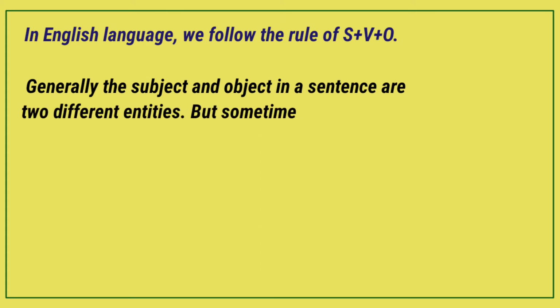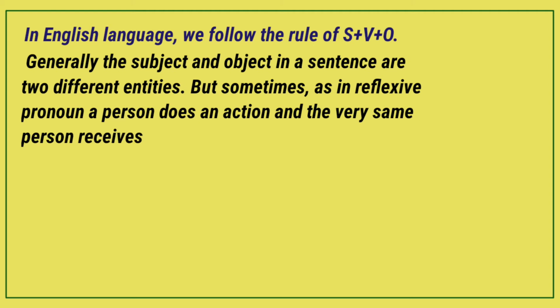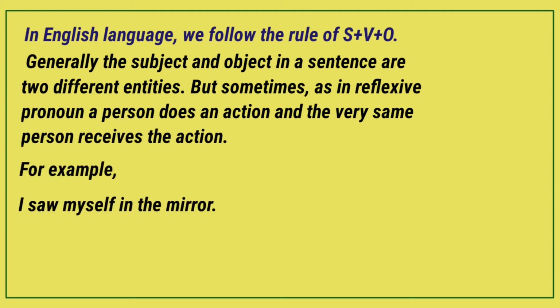But sometimes, as in reflexive pronoun, a person does an action and the very same person receives the action. For example, I saw myself in the mirror. Notice, I is the subject here and myself is the object, and they both refer to the same person. So, this is what reflexive pronoun is about. In reflexive pronoun, the verb reflects back the object to the subject of a sentence. That means the subject and the object is the same person.